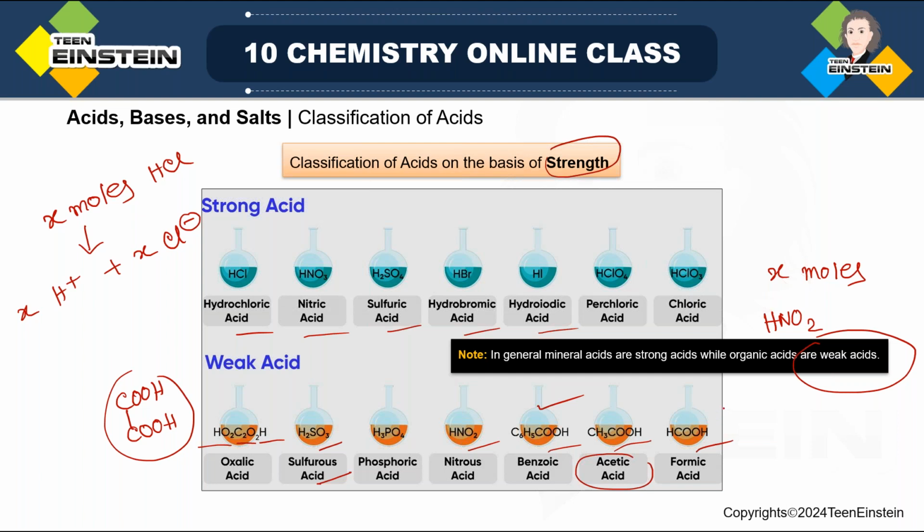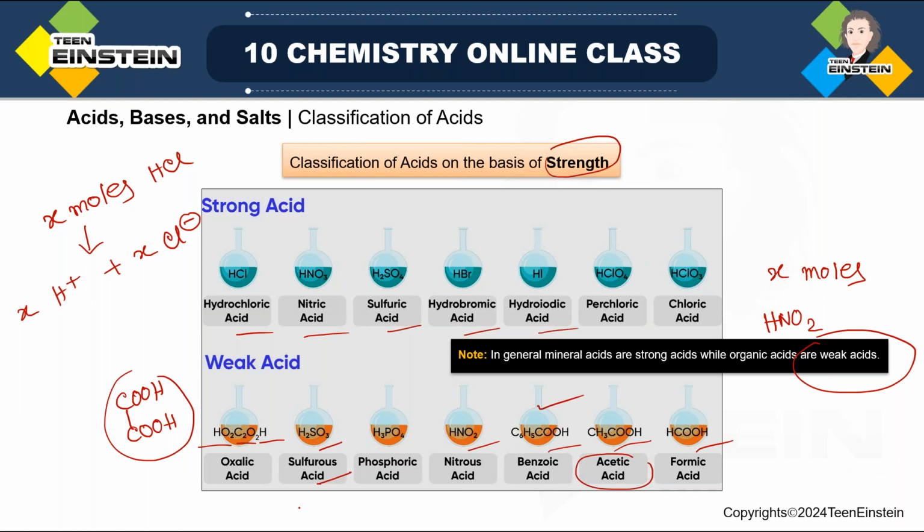As you can see here, already you can see some organic acids, right? In this example, oxalic acid, benzoic acid, formic acid, all these are basically under weak acid we are seeing here, but they are also organic acids, right? So this is the classification of acid on the basis of strength.